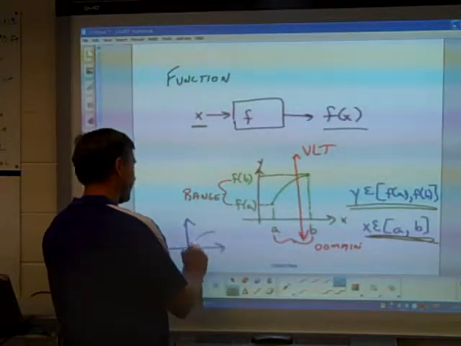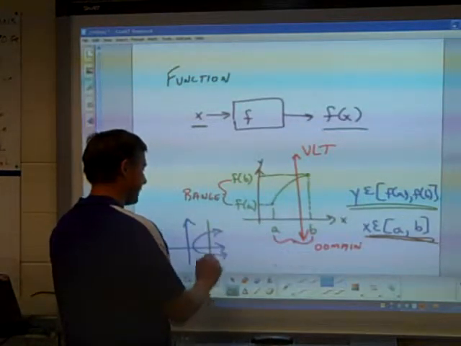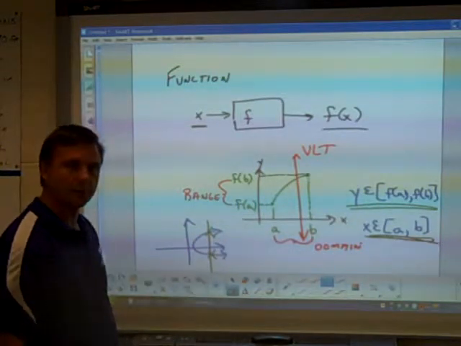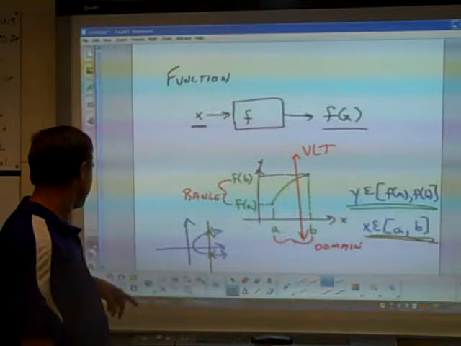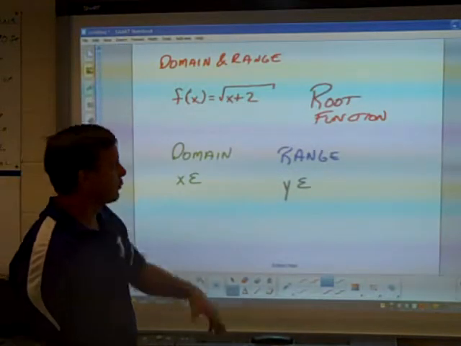So if you have some sort of graph or representation like that, that's not a function. It has 2 outputs for 1 x input. It fails the vertical line test. So again, we know what domain and range are. So let's talk about a problem here.